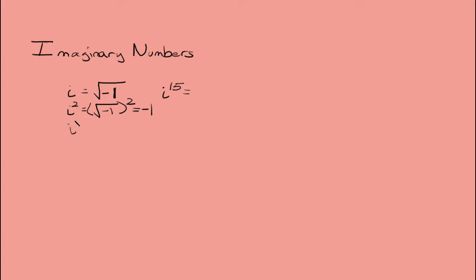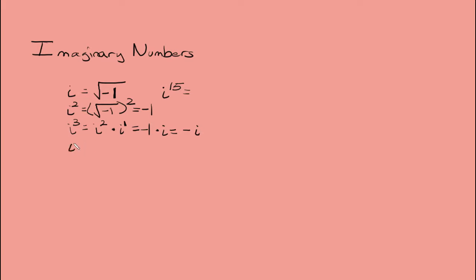What is i to the third power? Well, we can split this up into i squared times i to the first power. i squared is -1, times i to the first, which is i. You add the exponents when you're multiplying them; that will be for another video down the line. -1 times i is -i.